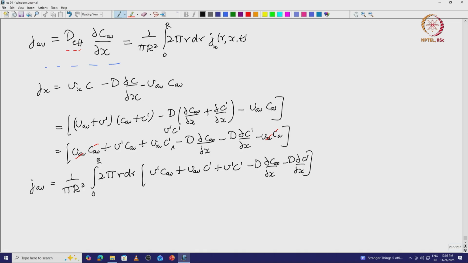So, this is the expression for the average flux. I will continue this in the next lecture to use this in order to calculate for us a dispersion coefficient. So, this calculation I will continue in the next lecture. I will see you then.